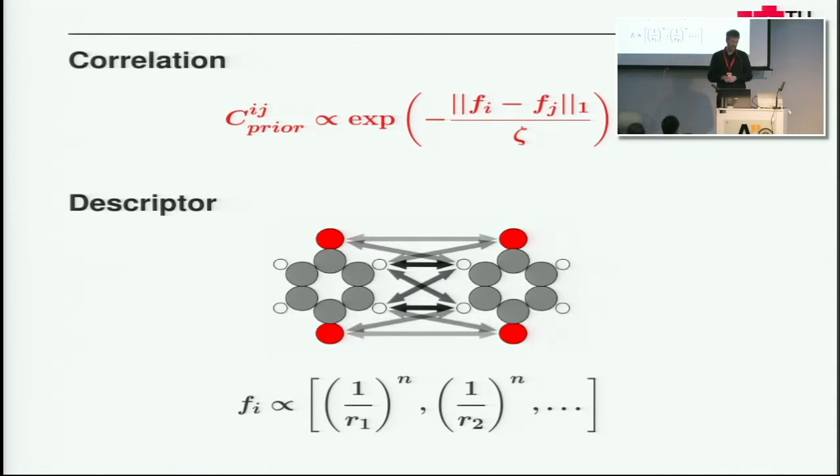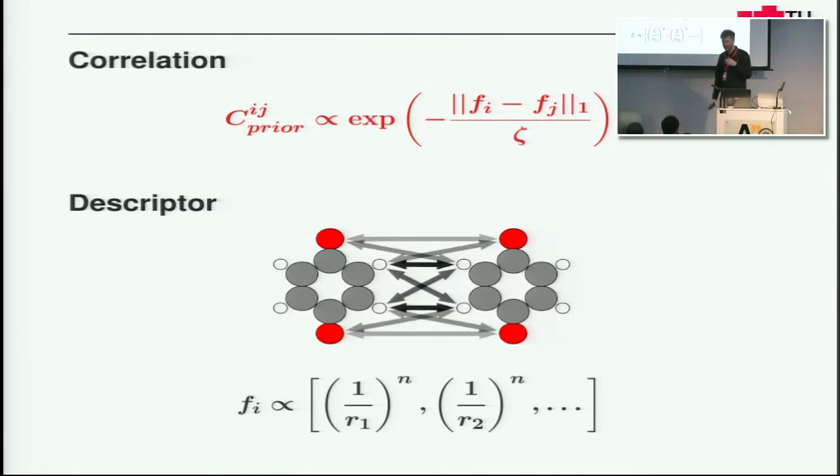Why 1 over the distance? Because small distances are going to be more important for the interaction energy of these two molecules than large distances. Small distances will give us large elements in our descriptor. Large distances will give us small elements. Also, if we change a small distance, it will have a larger change in the element of our descriptor.